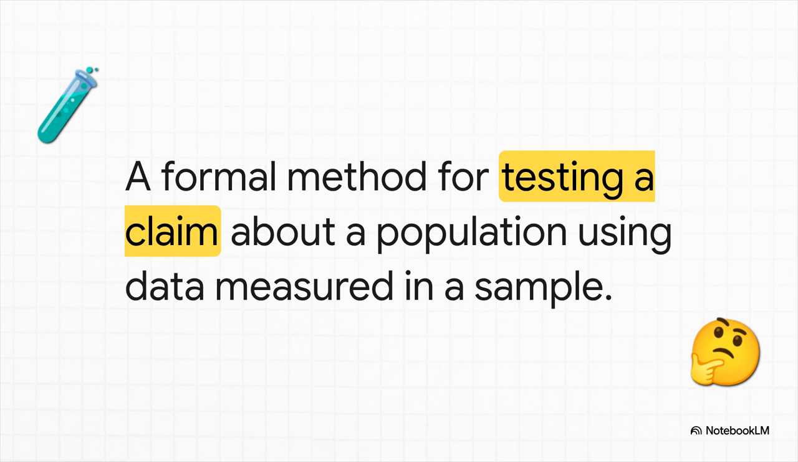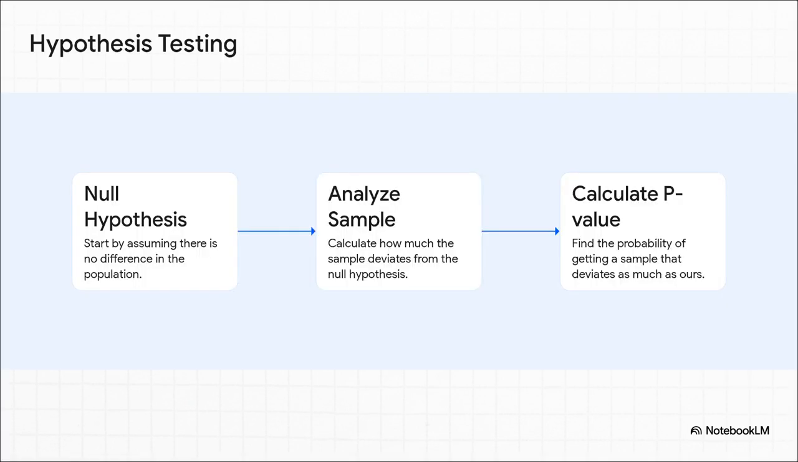So how do we actually do that in a way that isn't just wild guessing? The main tool for the job is something called hypothesis testing. Don't let the name scare you. Think of it like a court case for your data. It's a formal, structured process for putting a claim or a theory on trial to see if your sample has enough evidence to back it up. And it really just boils down to three core steps.